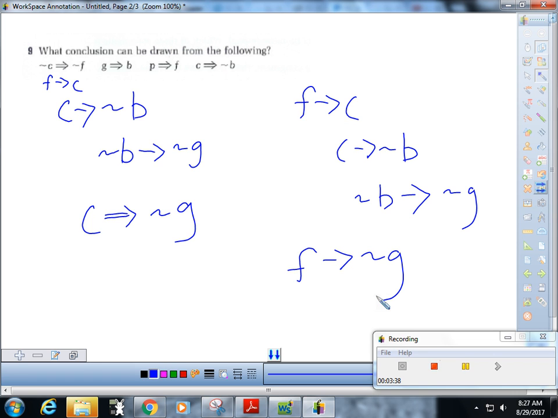Okay? Yes? Yes, since P goes to F, you could also say that P takes you to not G. Excellent. Okay? So that's what they're looking for, but notice there's more than one answer to that.